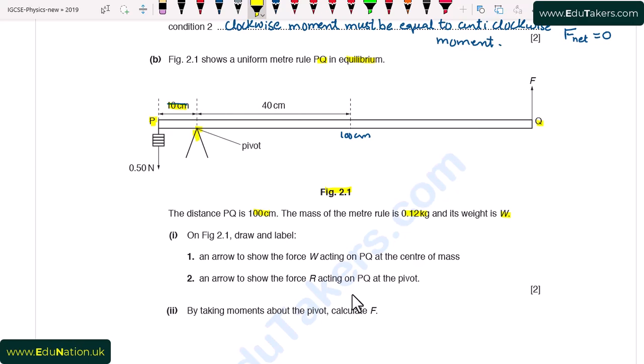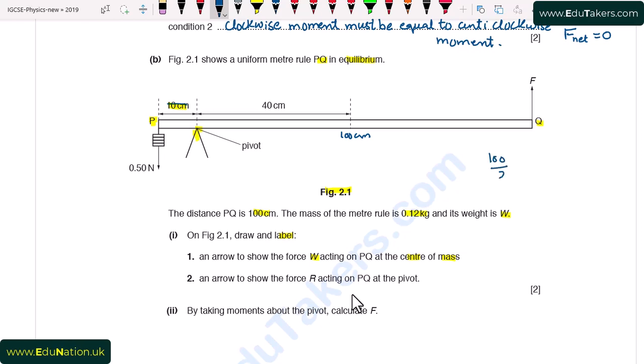Part 1. On figure 2.1, draw and label 1. An arrow to show the force W acting on PQ at the center of mass. The center of mass of this rod is actually the center of this rule. So it will be at 50 centimeter because the whole length of this meter rule is 100.